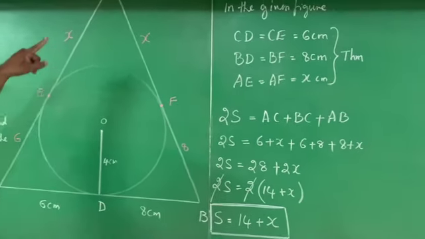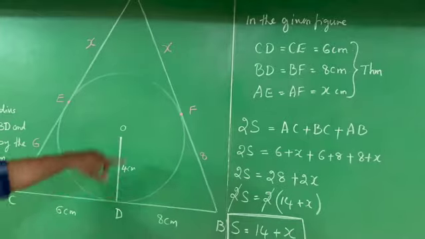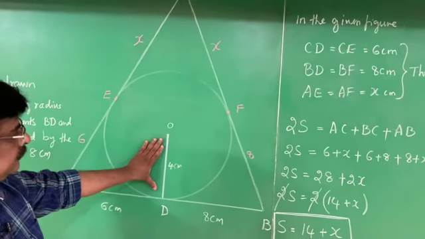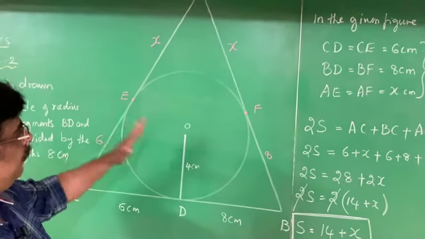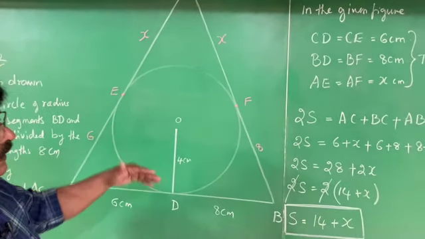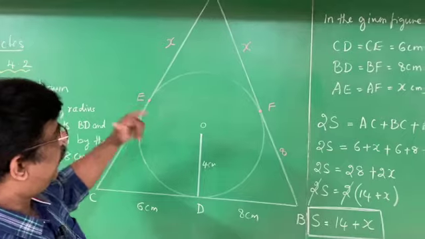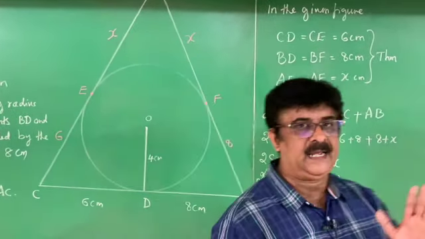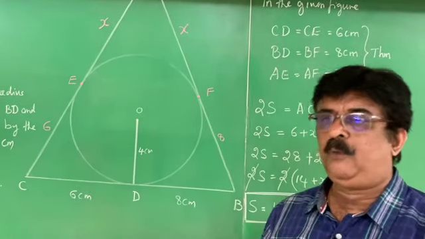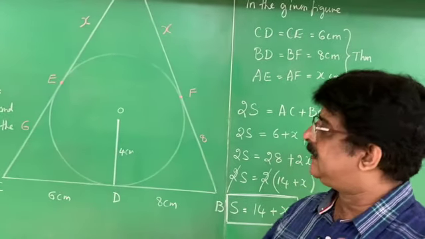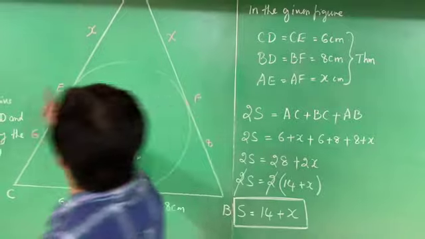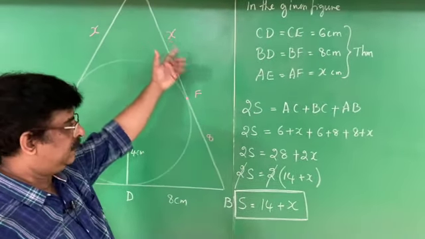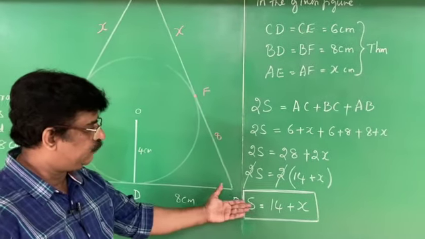I repeat. Here there is a triangle ABC, circumscribing a circle. What is the radius of the circle? 4 centimeter. Now I want you to find the area of the triangle using Heron's formula. In Heron's formula, I require the semi-perimeter. The formula for the semi-perimeter is (a plus b plus c) divided by 2. What is that a, b, c? a, b, c are the sides. Here the sides are 6 plus x, 6 plus 8, 8 plus x. Then I got the semi-perimeter as 14 plus x.